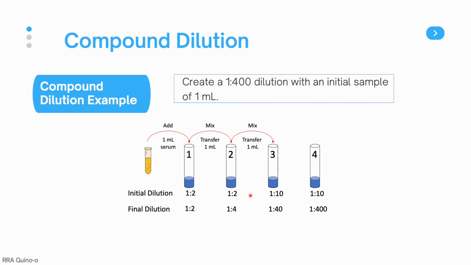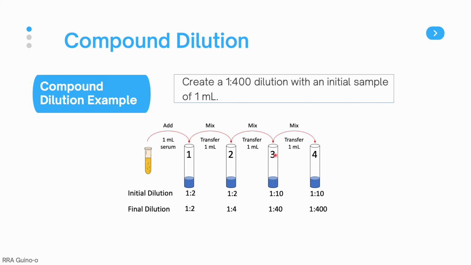And remember, we planned that tube number 3 is a 1:10 dilution. So that means tube number 3 has 9 ml of diluting fluid. So we multiply our initial dilution, 1/10 or 1:10, by 1:4. That gives us a final dilution of 1:40.